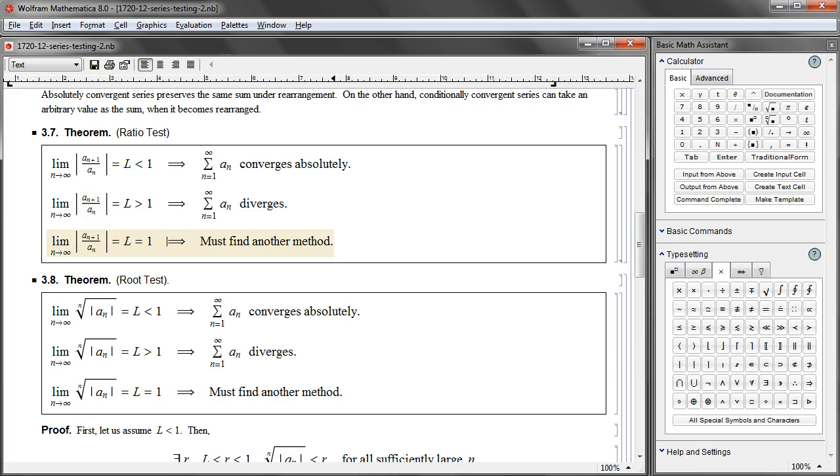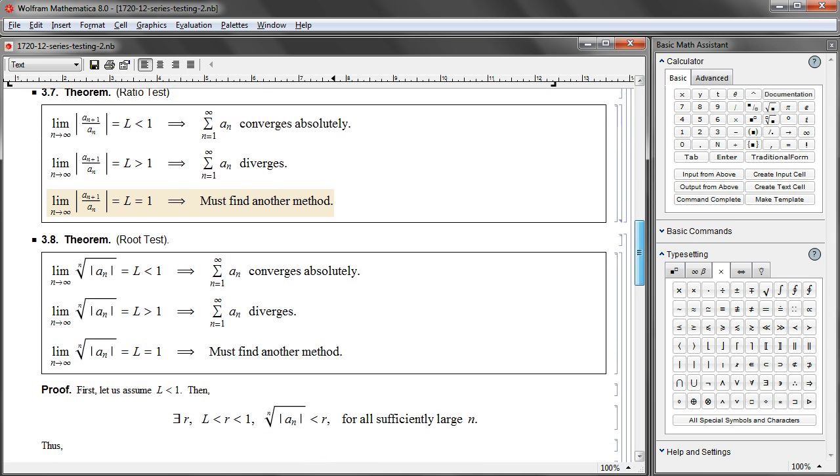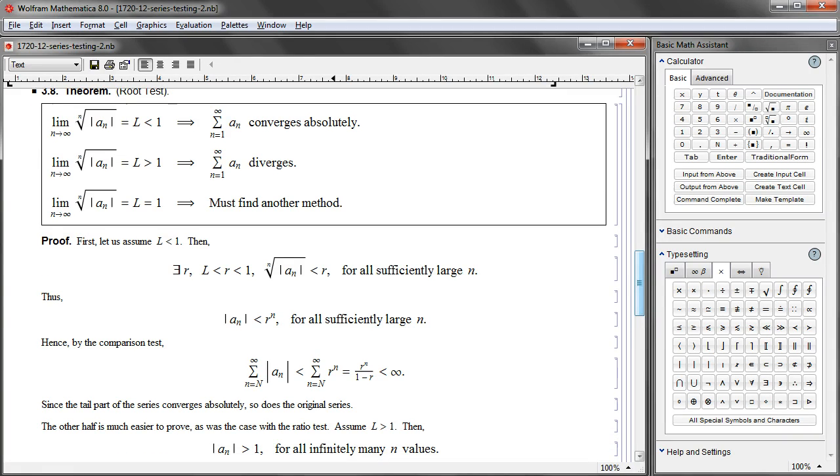If L equals 1, then this method fails. You have to find some other method. Let's see, do we have enough time for the root test? Looks like I can barely make it. Well, here we go. Let's do the same thing. We'll insert a certain r between L and 1 so that if this root is sufficiently close to L, then it should be less than r. You cannot say this quantity is less than L because some of them may be bigger than L, but they're going to be very close to L so that it's less than r. r is, well, non-trivially greater than L.